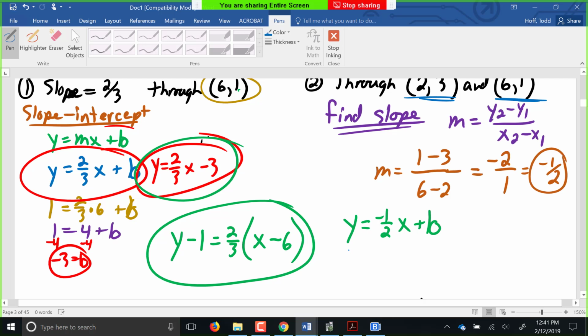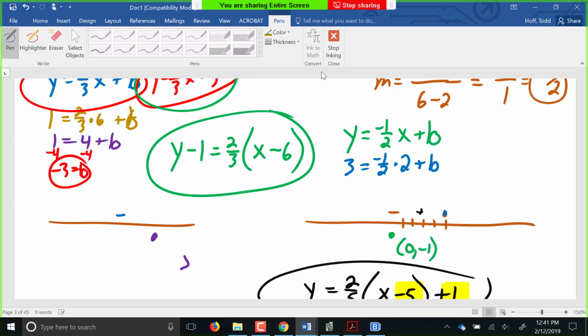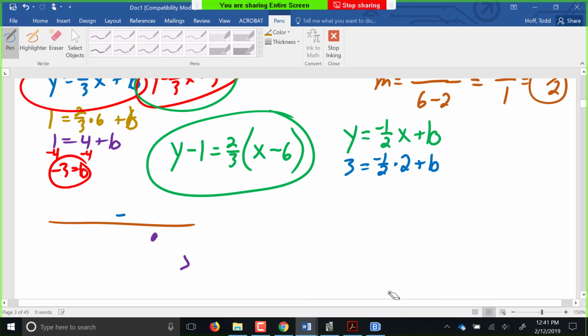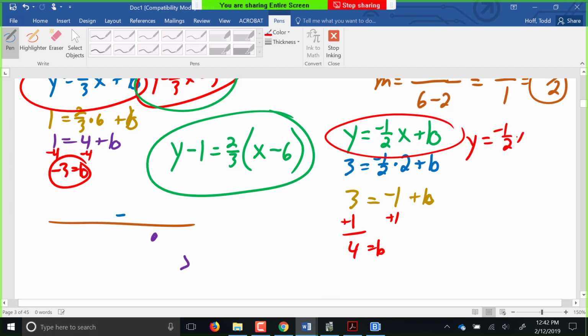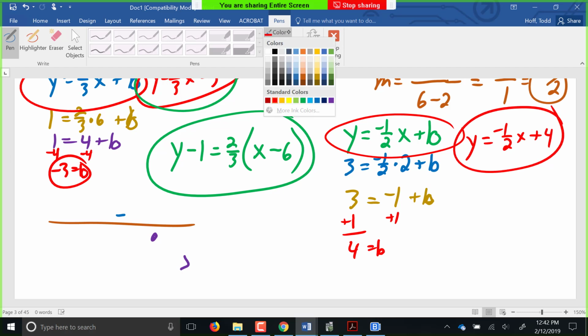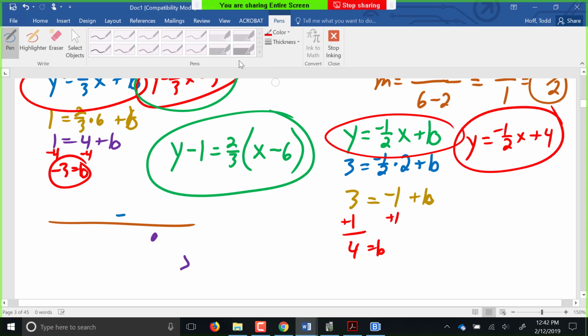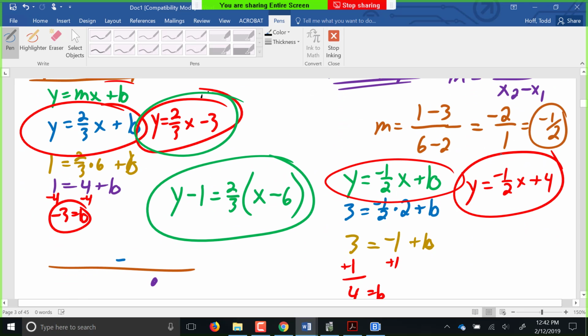What goes in for y? 3 equals negative 1/2 times 2, and then, of course, plus b. So we have negative 1/2 times 2, which is negative 1. Plus b, what do we do next? Add 1, so b is 4. So that means we go back up here, y equals negative 1/2 x plus 4. Had we used the other point, we would have come up with the same thing. We would have put in 1 for y and 6 for x. 1 equals negative 3 plus b, adding 3 would have given us 4 as well.